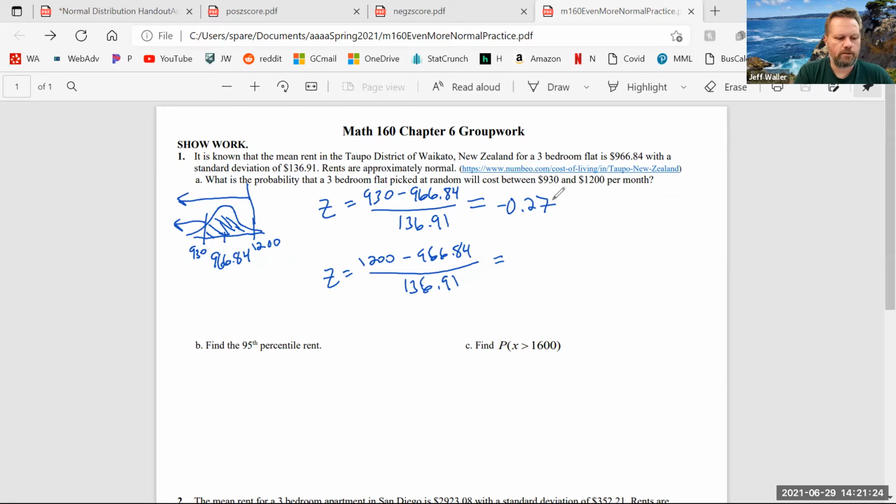And then how about somebody else? Did somebody else do the 1200 one yet? 1.70. Yes, I like it. So then on the chart, I'm going to keep myself straight. There's 1.70 and there's negative 0.27. So now I know where to put the stuff when I look up the areas. I know this is not exciting, so just appreciate it if you're able to do the steps. That's where we are right now. Are you able to do the steps?